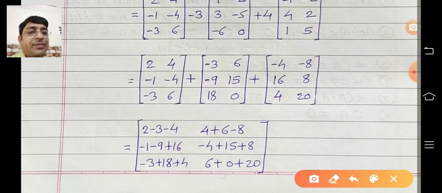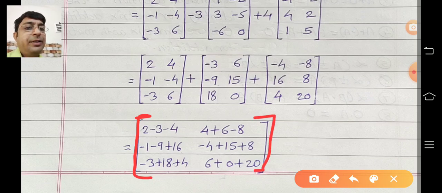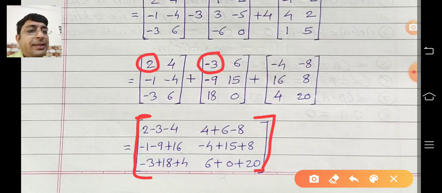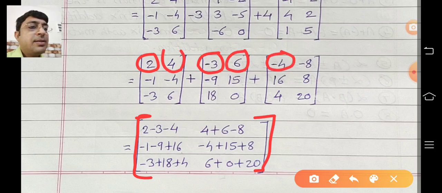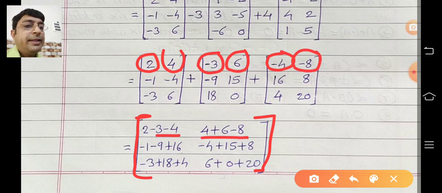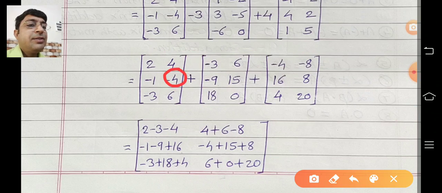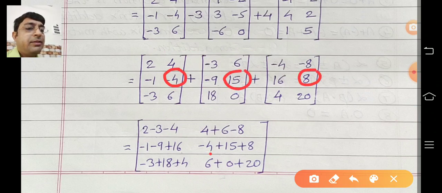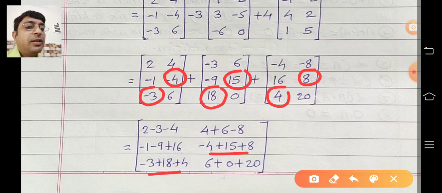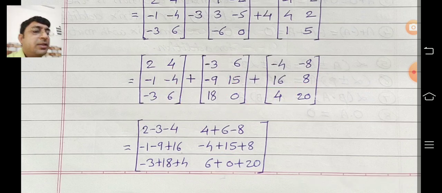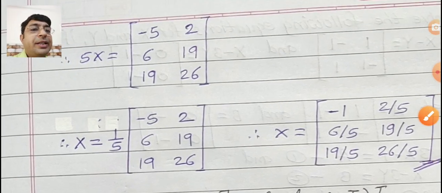Now see that. Corresponding elements we are adding here. Now here 2 plus of minus 3, so 2 minus 3 minus 4. Next one 4 plus 6 minus 8, that we write here. Next one minus 1 minus 9 plus 16. Then I will show again. Here minus 4 plus 15 plus 8, that we write here as per the position. Then minus 3 plus 18 plus 4. And last one 6 plus 0 and plus 20. As per the sign you make the addition and subtraction, you are getting the final answer.